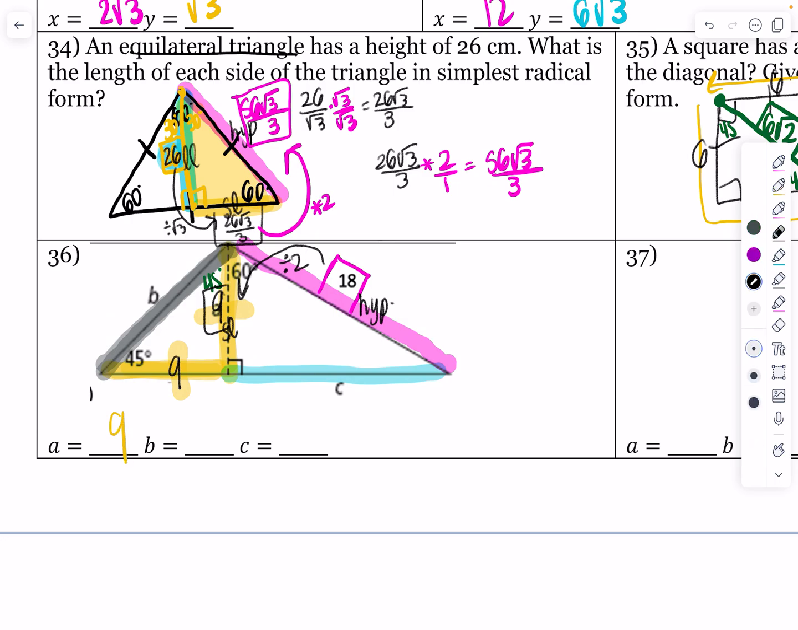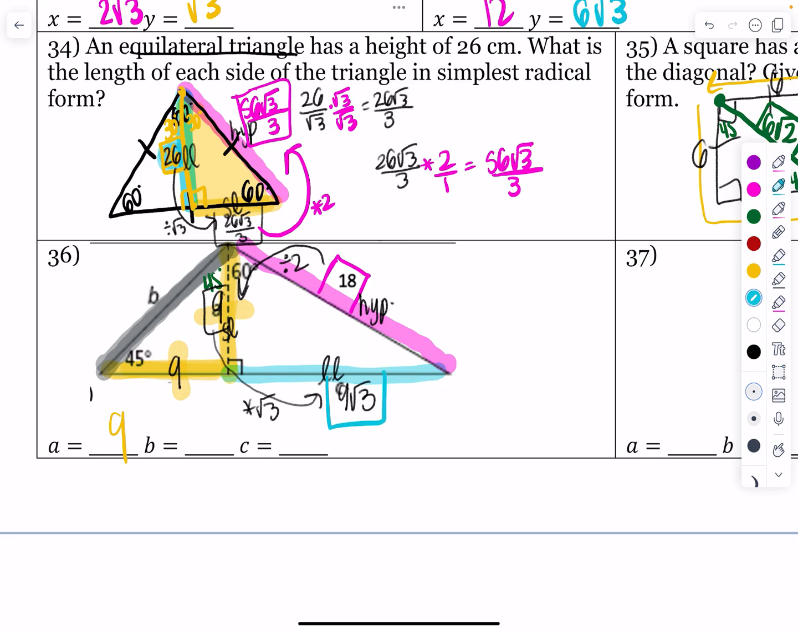Then to get to my C value, that is going to be my long leg. I'm going to multiply 9 times the square root of 3. That is going to give me 9 root 3, 9 root 3 for my blue long leg.